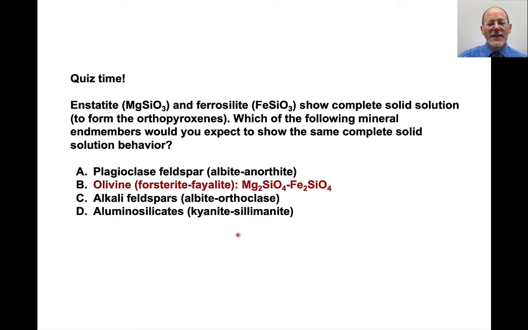And the answer is olivine. We talked about this before, but this is the mineral system. These are the two end members that show exchange along magnesium and iron end members. These other minerals either have a different kind of exchange to relate them, or they don't have any exchange.